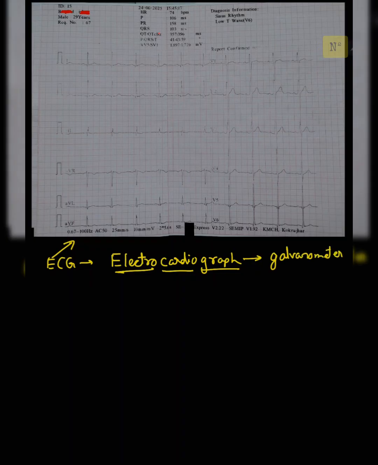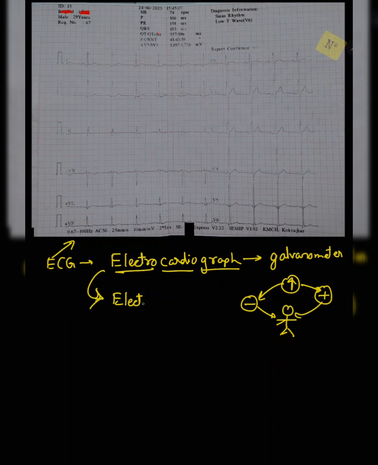Okay, that means it has a sensor or a dial which has a negative terminal and a positive terminal, which is connected to your body. With the help of that, the alignment of all the rhythms is depicted in a graph. Now, to do the electrocardiograph, we need a machine called an electrocardiogram.